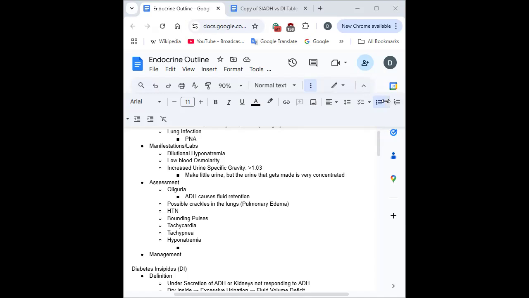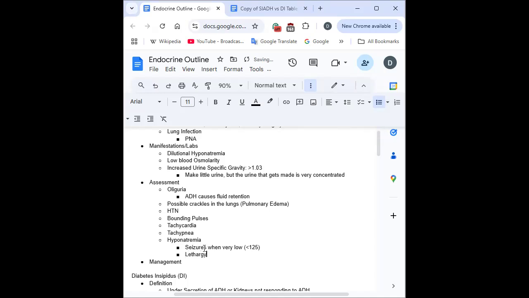Ryan mentioned seizures and lethargy. Yeah, that's going to be a key thing: seizures when the sodium is very low. I would say under about 125 you can start seeing risk of seizures and lethargy. We're going to have a lot of symptoms very similar to a neuro deficit, and nausea and vomiting could happen as well.